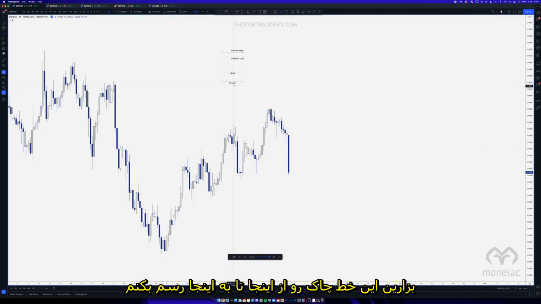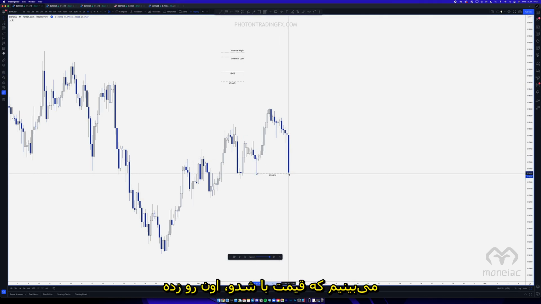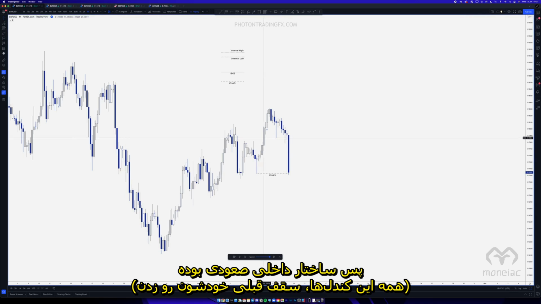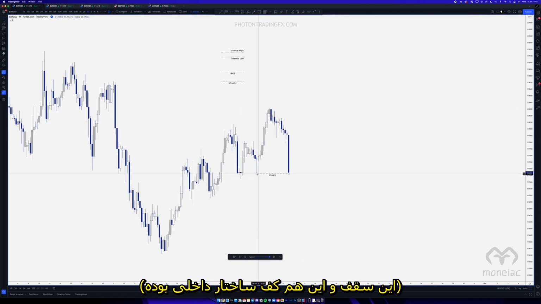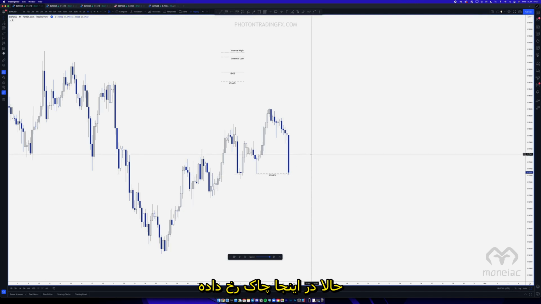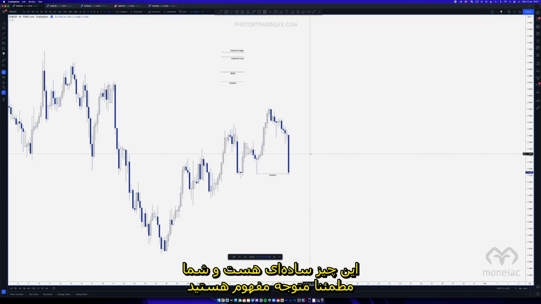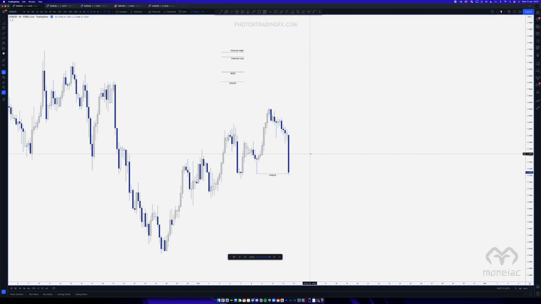But as we can see, if I draw this chalk line, leave that there and duplicate that, there we go, draw it from here to here, we can see that price has just wicked it. So the internal structure was bullish, all of those candles broke the prior candle's high. This was the active internal high, this was the low. Now we've had a change of character. Okay, hopefully that is pretty simple. You guys should understand that at this stage, right?